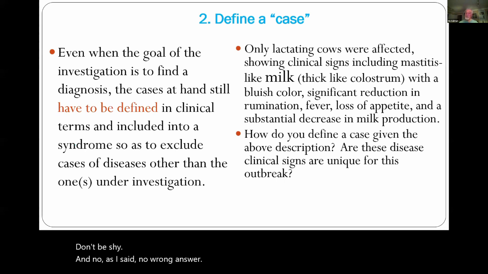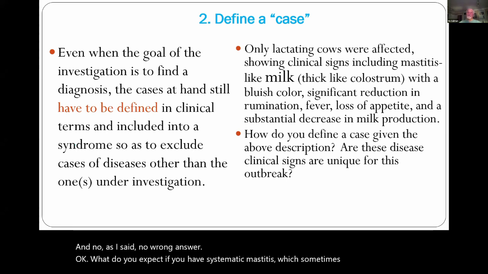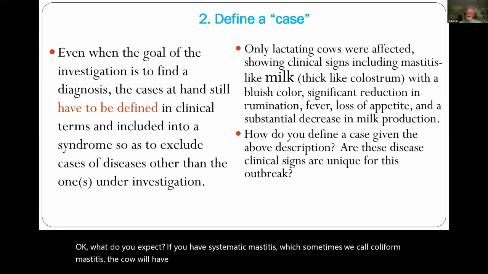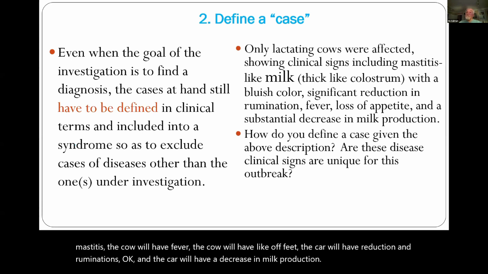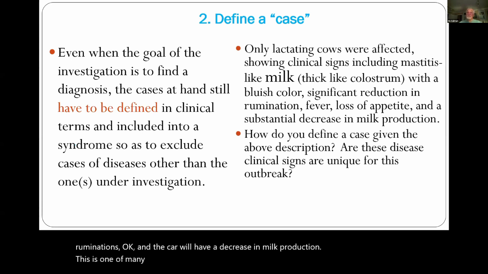Okay, what do you expect if you have systemic mastitis, what sometimes we call coliform mastitis? The cow will have fever. The cow will be off feed. The cow will have a reduction in ruminations, okay? And the cow will have a decrease in milk production. This is one of many, many diseases that we expect in dairy cows in that respect.